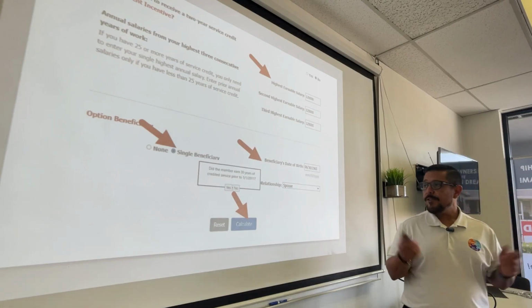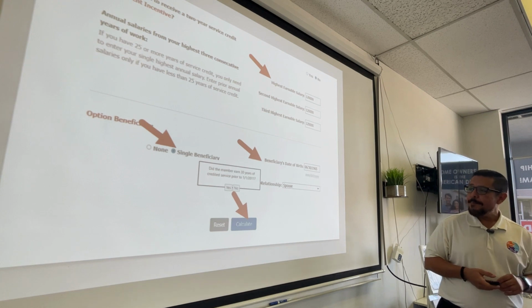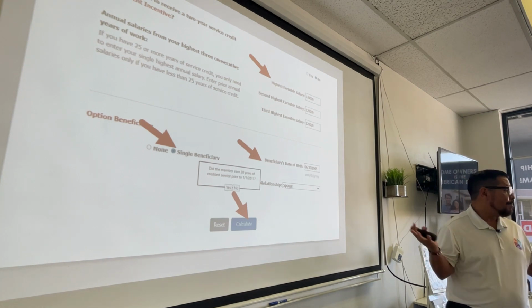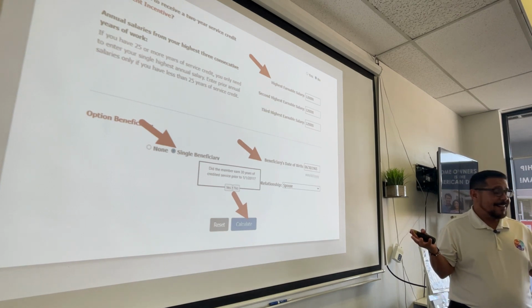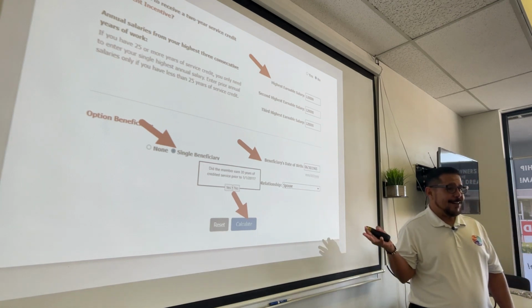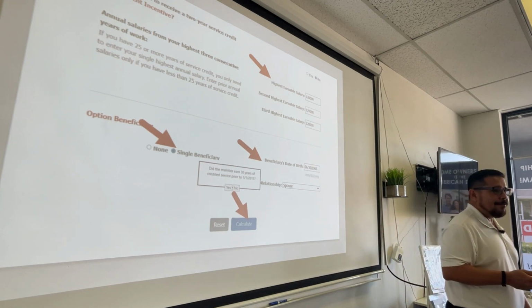To this day, I still don't know why they asked that question. Did the member earn 30 years of credit service prior to 1/1/2011? Anybody have the answer? I'll tell you this much. If somebody earned 30 years of service credits before 2011, they're no longer with the district. Yeah, I'd be shocked if they were, but just hit no.